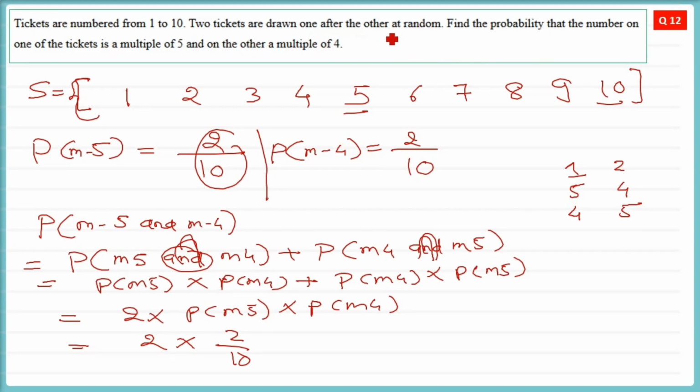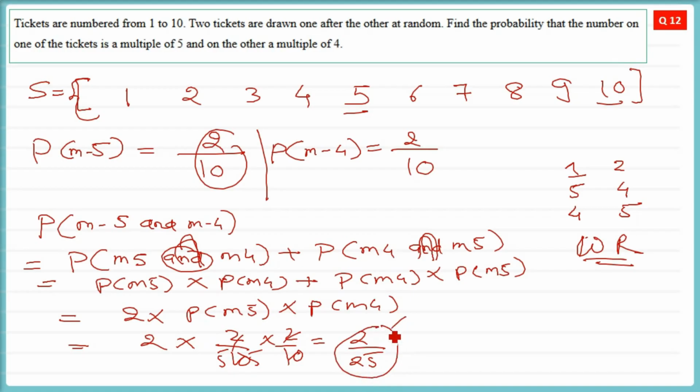One after the other at random. The question is not providing us the important information whether it is done with replacement or without replacement. If it is with replacement, this is the correct version. We are replacing it, sorry. So 2 by 25 is with replacement. But I am calling it incorrect because this exercise is mostly about without replacement.